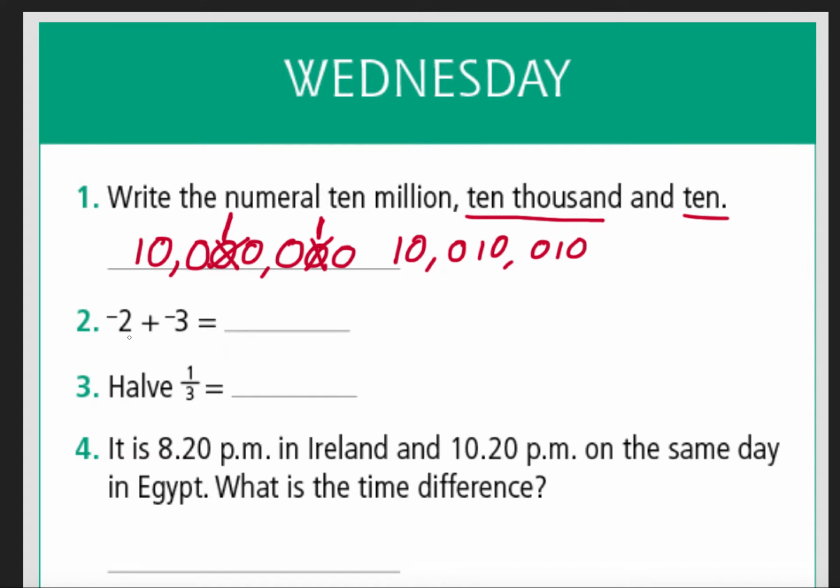Number 2, we have two negative numbers here. We have a -2, and we're adding on a -3. So we're going to start at 0, and first of all we're going to go back 1, 2, and we're going to land on -2, and then we have to go back 1, 2, 3 more, and I want you to tell me what we land on here.